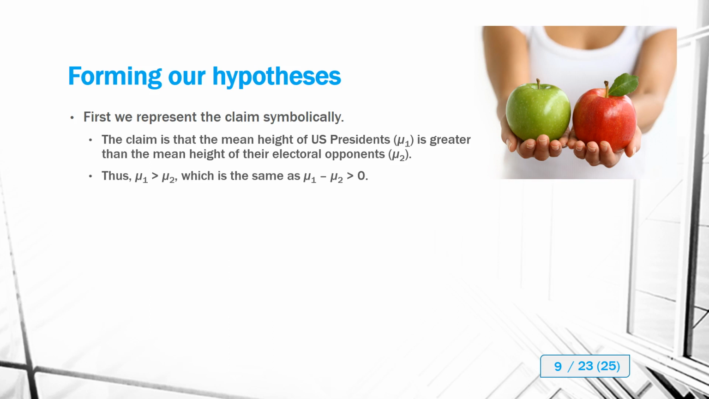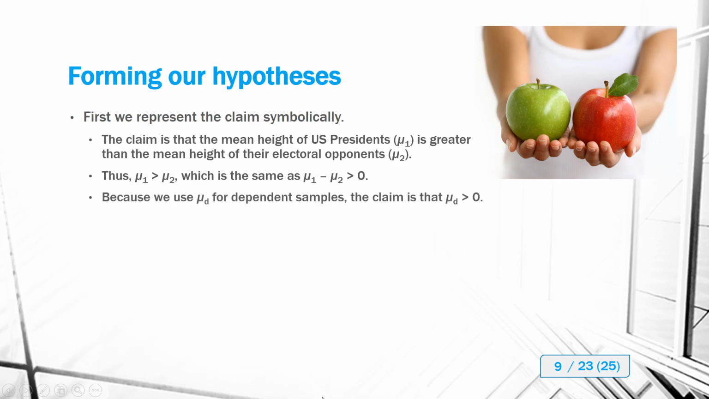This means that mu sub 1 is greater than mu sub 2. But that's the same thing as writing mu sub 1 minus mu sub 2 is greater than 0. Again, I just took mu sub 2 and subtracted it from both sides. That brings it over to the left side. So now I've got both of my variables on the left, and I have a 0 on the right. That's the algebraic equivalent way of writing the claim symbolically.